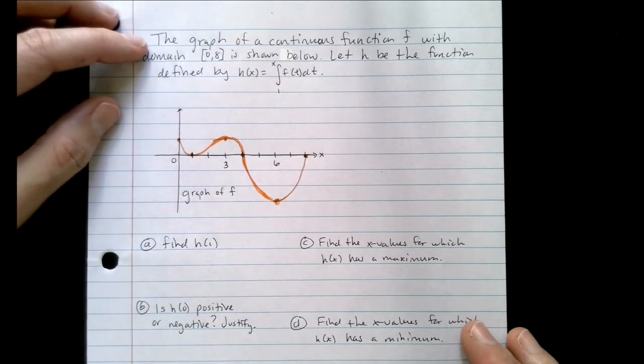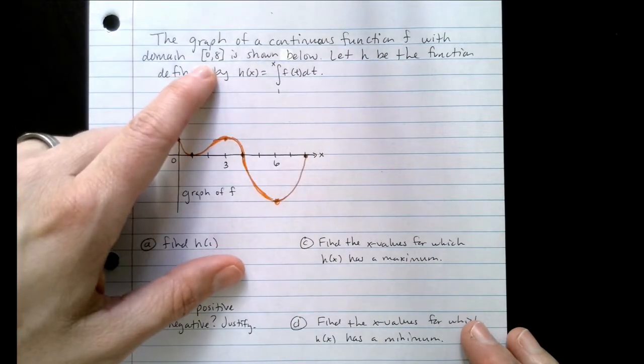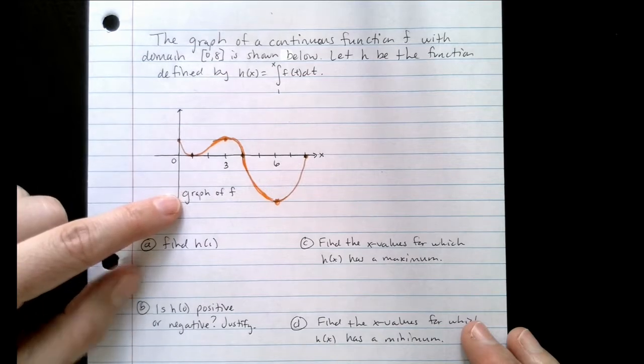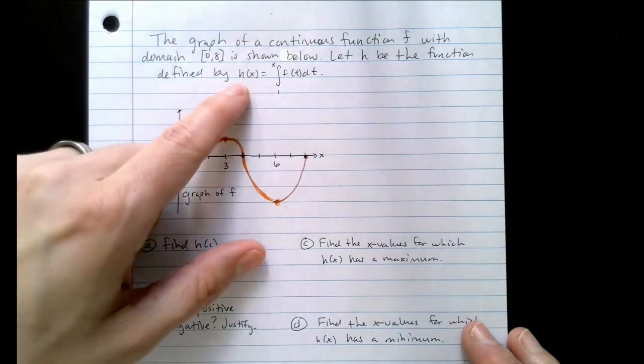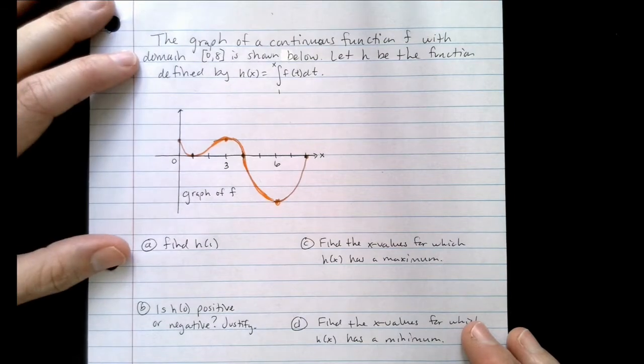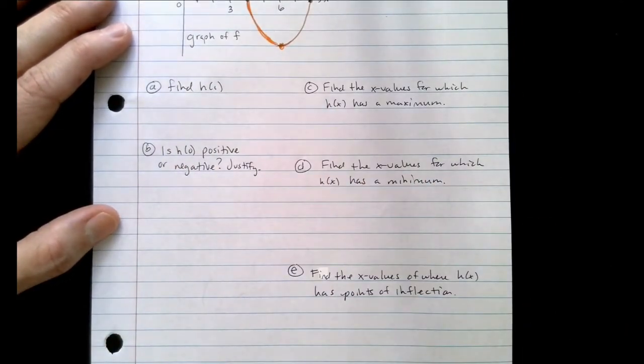It says the graph of a continuous function f with the domain of 0 to 8, so it's a closed interval, is shown below. So this is the graph of f. Let h be the function defined by h of x equals the integral from 1 to x of f of t dt. And then what I have for you is a series of 5 questions.